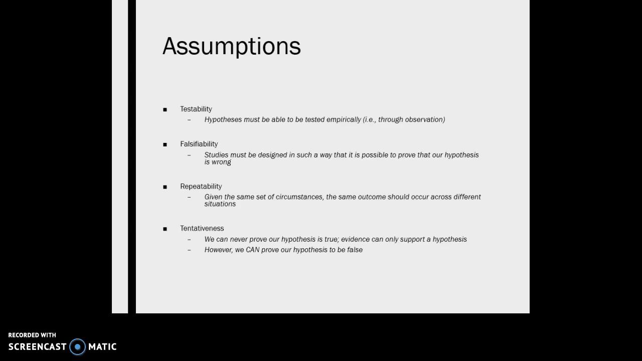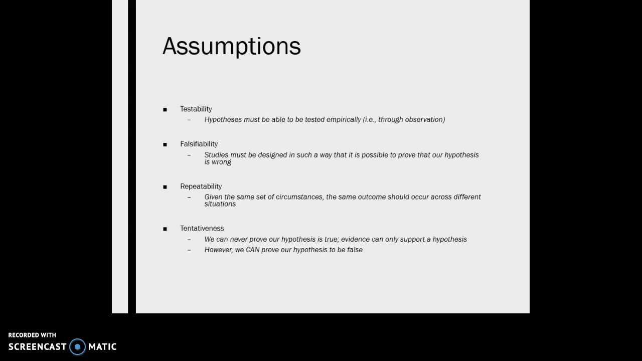And then repeatability, meaning that given the same set of circumstances across different situations, we should still get the same outcome every time, right? So our findings from a research study should be repeatable over time, given the same exact set of circumstances. And if it isn't repeatable, if it's not reliable, then it isn't the truth, right? If we ever falsify a conclusion that we've drawn through the scientific method, we then assume that that conclusion was always wrong. And then tentativeness, and this is a really critical piece.